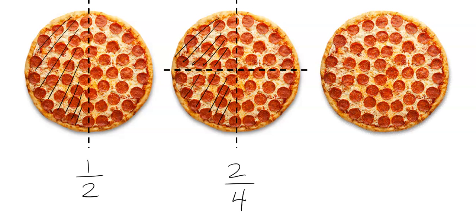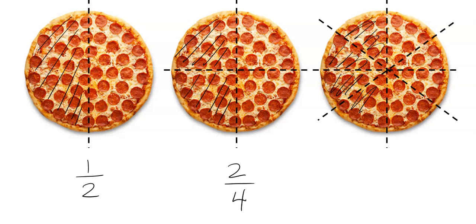Again, you could take that pizza and instead of cutting it into halves or quarters, you could cut it into 8 equal sections. And if you were to eat 1, 2, 3, 4 of those 8 equal sections, you would have eaten the same amount of pizza. So you can see that 1/2 is equal to 2/4, which is equal to 4/8.